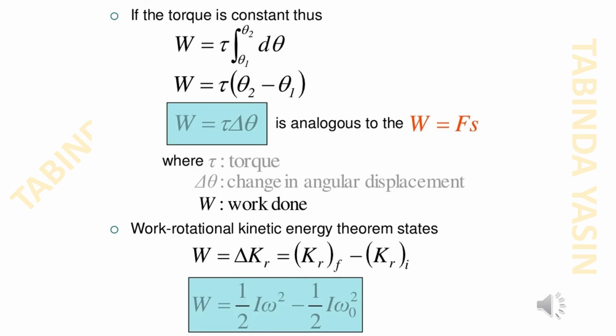For the work, the rotational kinetic energy theorem states that the work done W is equal to the change of kinetic energy. So we can write W is equal to del Kr, where Kr is the rotational kinetic energy, so that will be equal to rotational kinetic energy final minus rotational kinetic energy initial. The change between the two energies, final and initial, gives W is equal to 1 over 2 I omega square minus 1 over 2 I omega naught square. 1 over 2 I omega square is the rotational kinetic energy for the final form, and 1 over 2 I omega naught square is the rotational kinetic energy of the initial form.